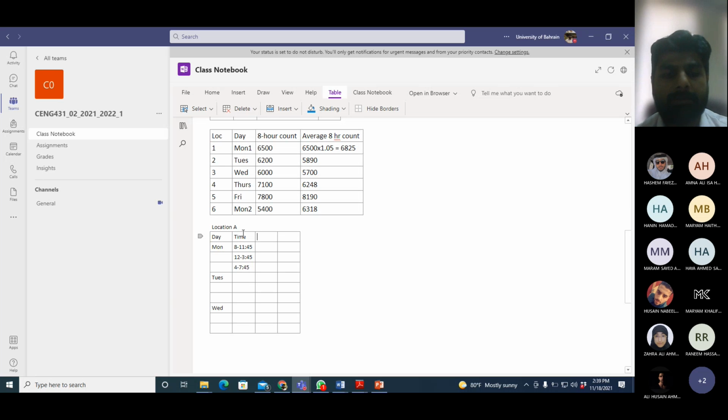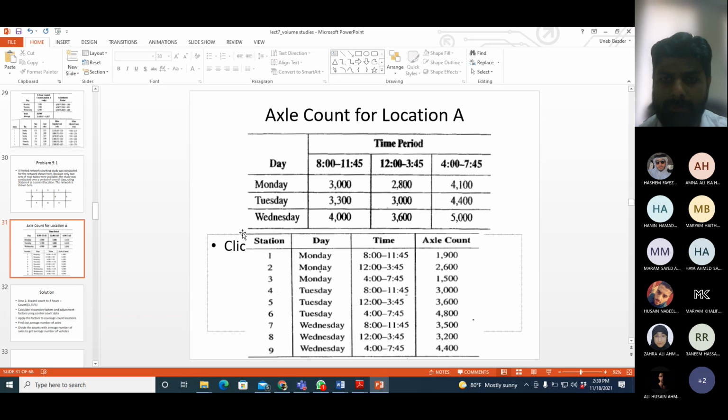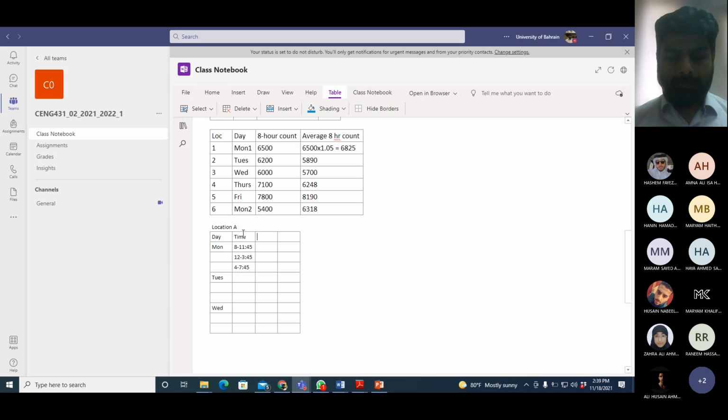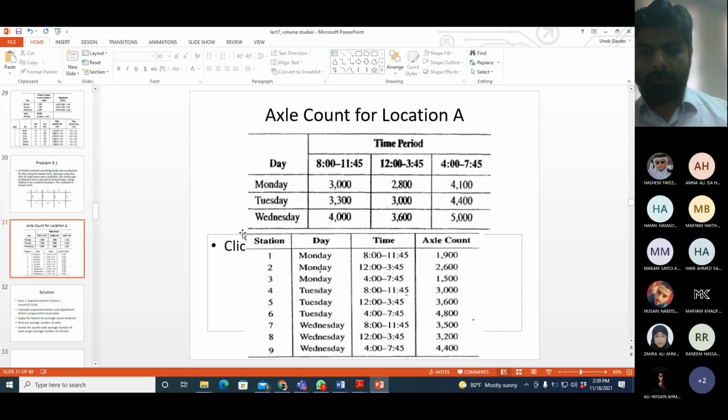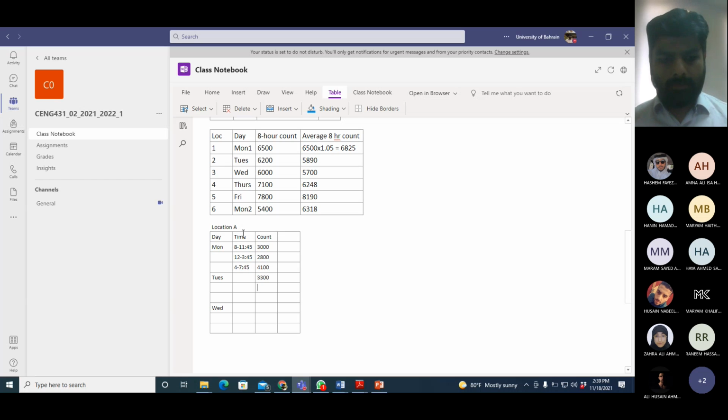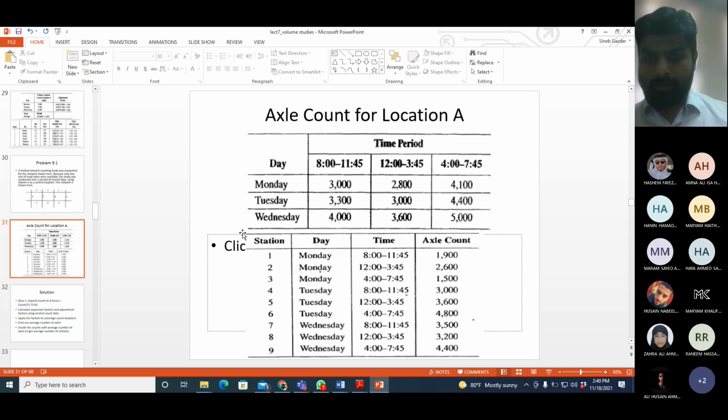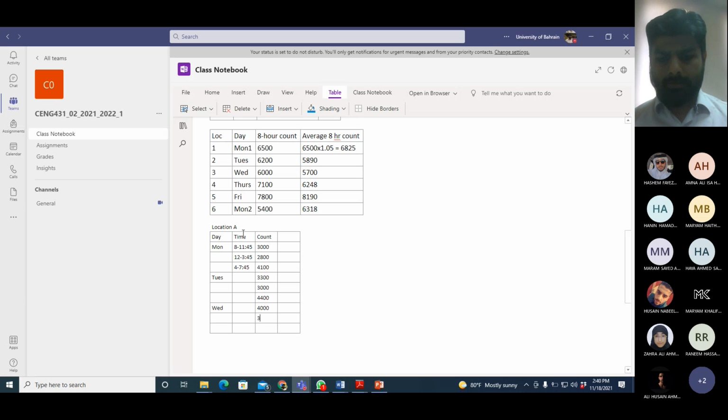Then the count itself: 3, 2, 8, 4, 1. Just writing the counts which are given: 3, 3, 3, and 4, 4. Then 4, 3, 6, and 5. Okay, I've converted to 4-hour counts.